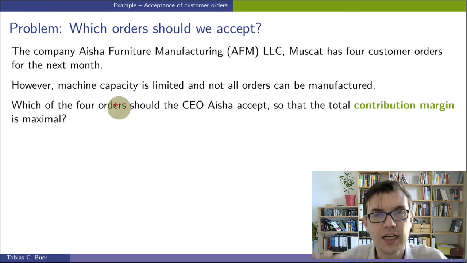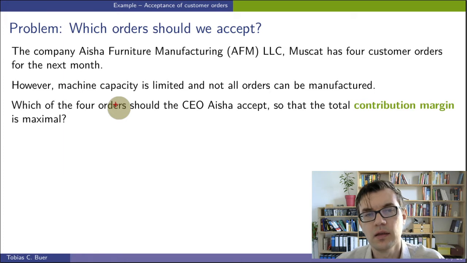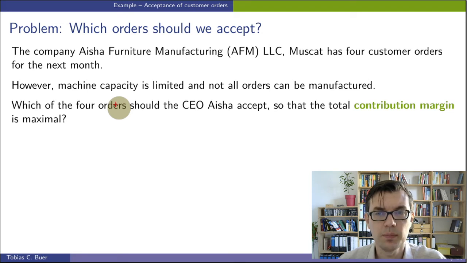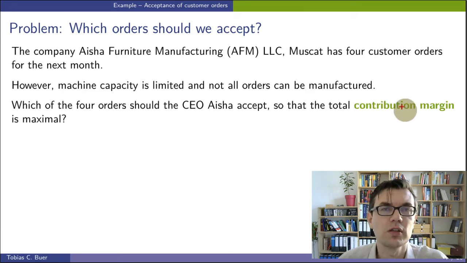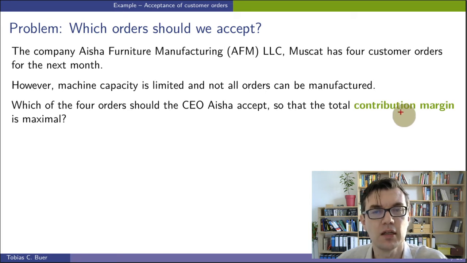Now the problem is she cannot simply accept all the customer orders, because her resources to produce them are limited. And now she faces a problem to decide which of the orders she should accept. What she wants to achieve is that the total contribution margin for the orders she accepts is maximal. In other words, she wants to earn as much money as possible from these 4 orders. This should be the criteria that we use to guide our decision making.